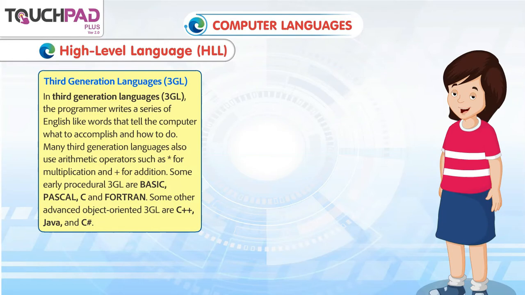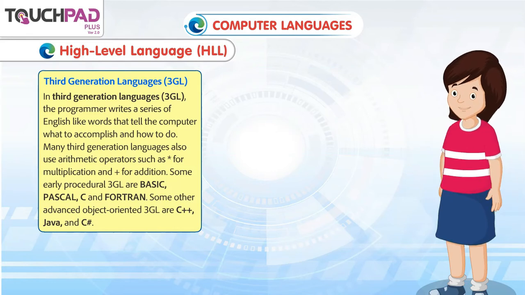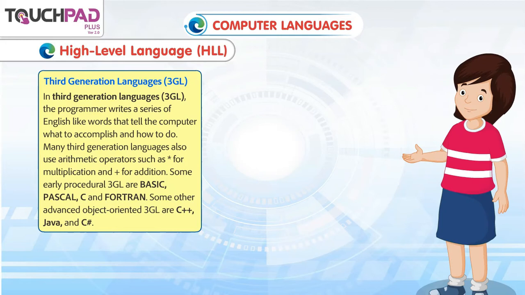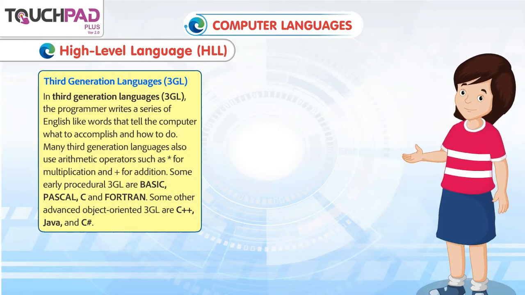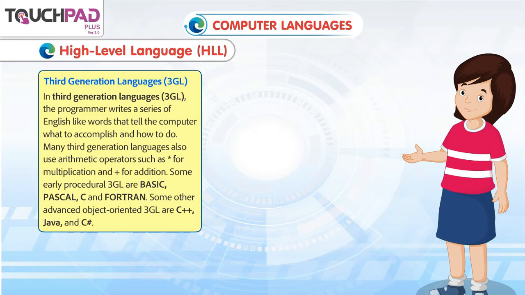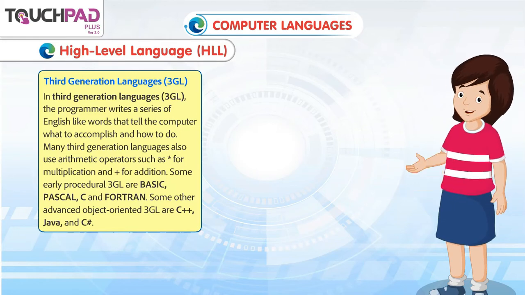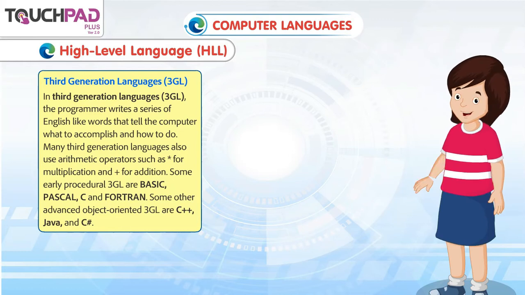Third-generation languages 3GL. In third-generation languages, the programmer writes a series of English-like words that tell the computer what to accomplish and how to do. Many third-generation languages also use arithmetic operators such as asterisk for multiplication and plus for addition. Some early procedural 3GL are BASIC, Pascal, C, and Fortran. Some other advanced object-oriented 3GL are C++, Java, and C#.